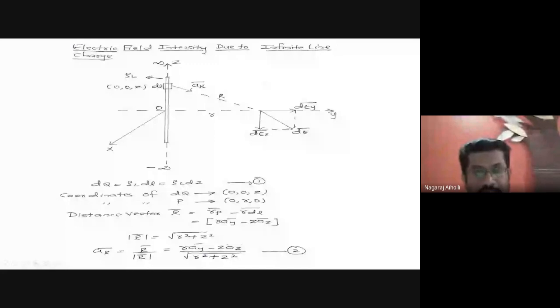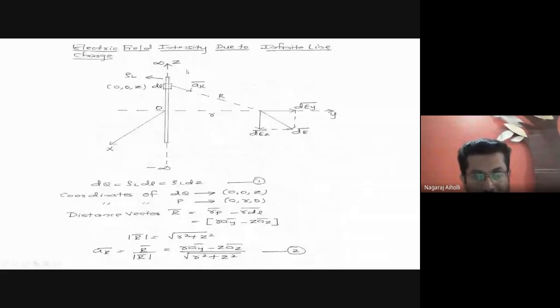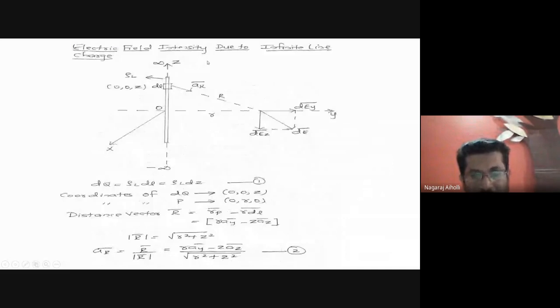Substitute that, rho l dz divided by 4 pi epsilon naught. What is r square we have got? Distance vector magnitude, that is square root of r square plus z square. Substitute that, square root of r square plus z square into unit vector ar bar. What is the equation for the unit vector we have obtained? r ay bar minus z az bar divided by square root of r square plus z square. Substitute that.